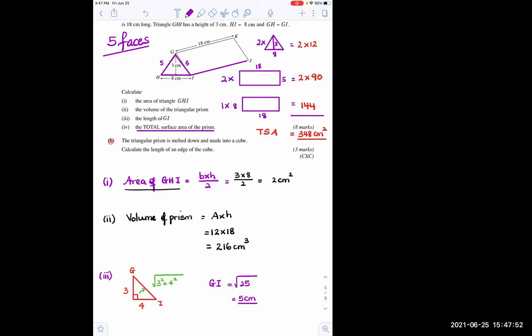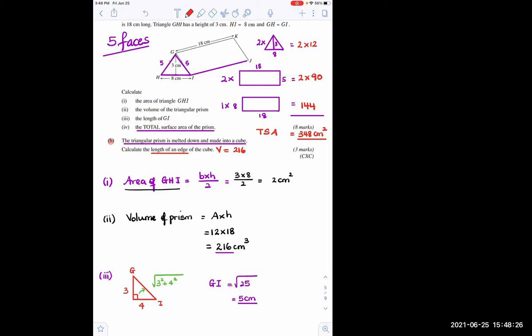So here's what they do. They take this triangular prism and they melt it down. Let me assume this is a whole chunk of gold. So they take in the volume and they melt it. They can't take the area because they take in the weight. So the volume was 216. They take in that volume, which is 216, and they're going to make a cube now. So they want to find the length of the edge of the cube.